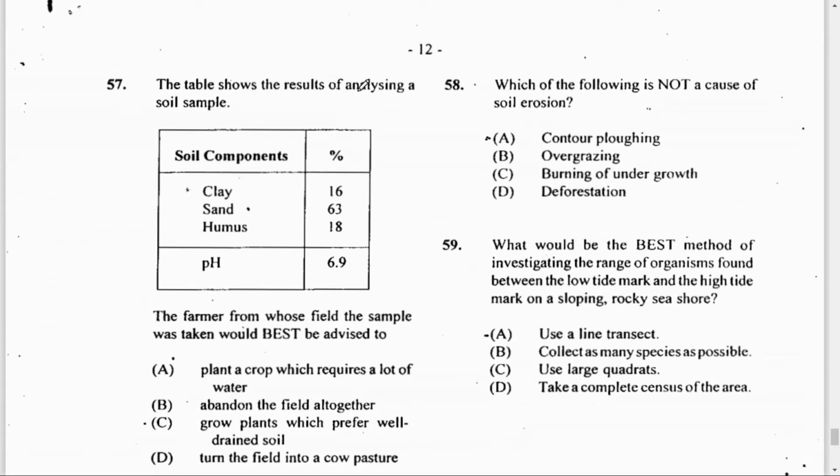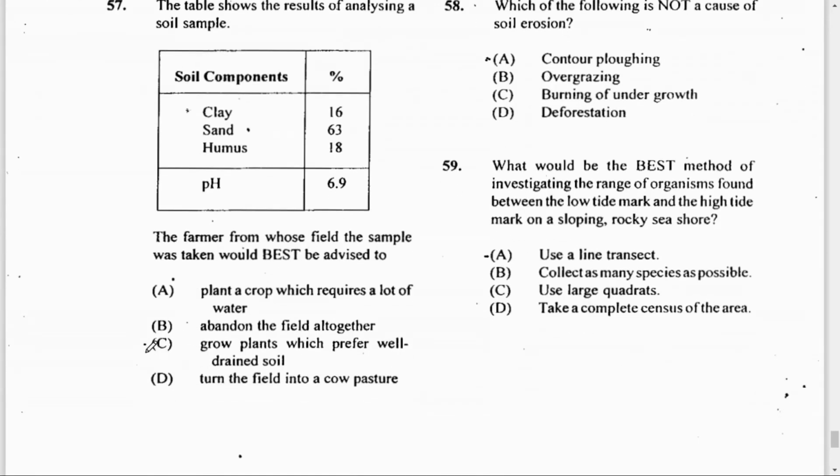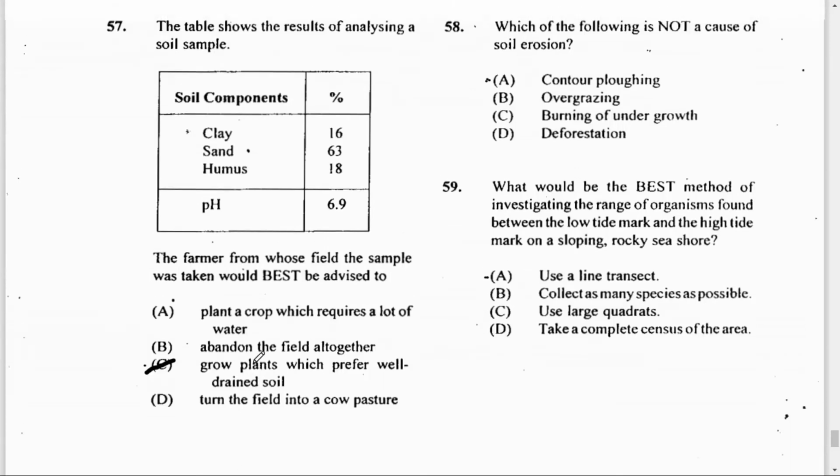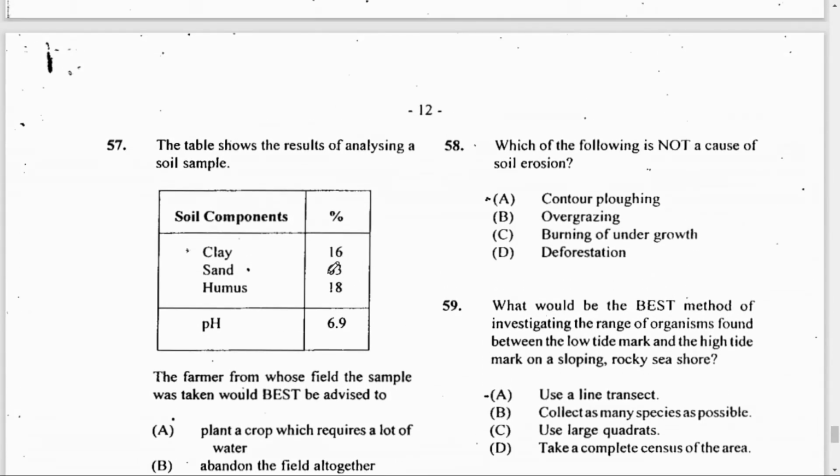Number 57. The table shows the results of analyzing a soil sample. So we have the soil components: clay, sand, humus, pH. We have the percentage of the particles here, and the pH of the soil sample. The farmer would best be advised to plant crops which require a lot of water? No, because the sandy soil being 63% would encourage too much drainage. So it would be best to advise the farmer to grow plants which prefer well-drained soil. So that's C, because of that high percentage of sandy soil.